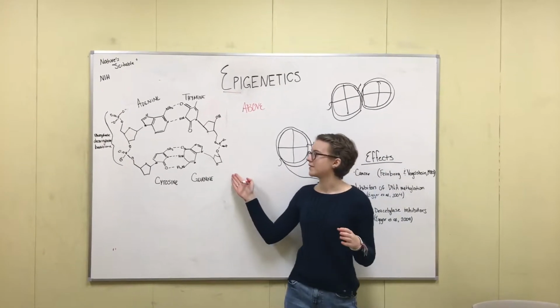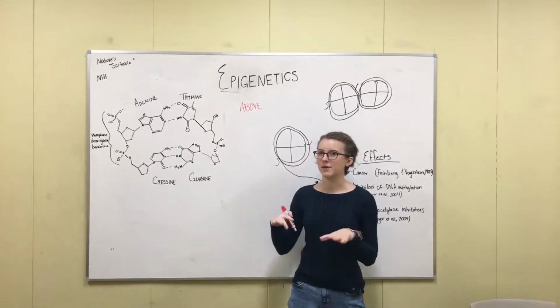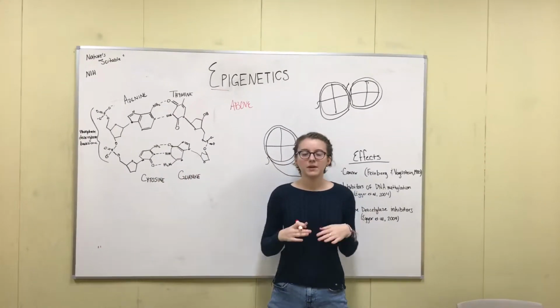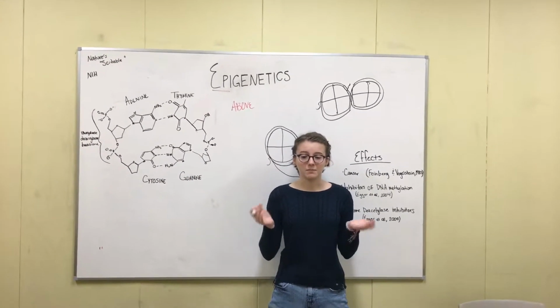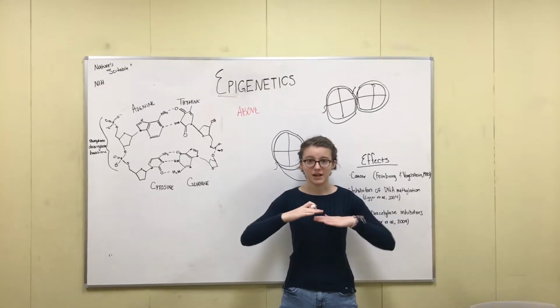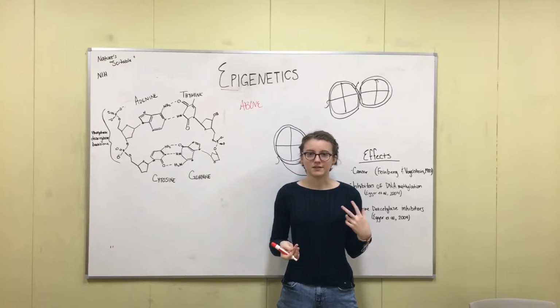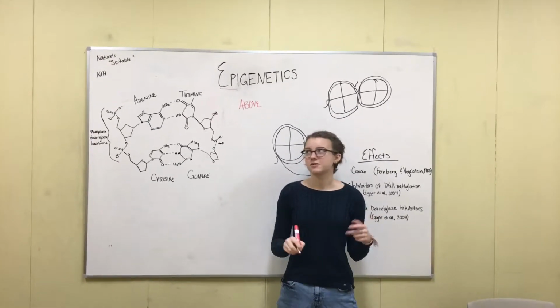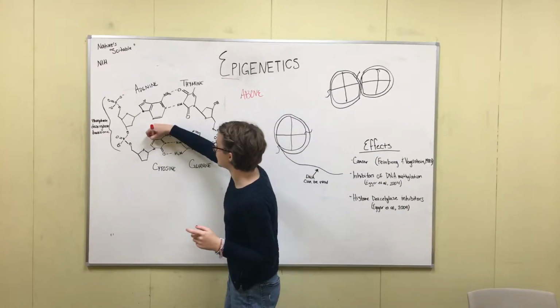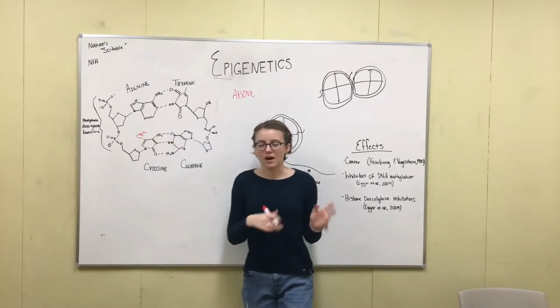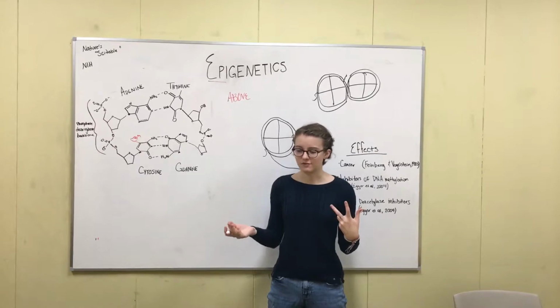I've got drawn here the chemical structure of DNA. We have our base pairs: adenine and thymine, and cytosine and guanine. Basically, epigenes can modify which genes in your DNA are turned off and on, kind of like a light switch. One of the ways it does this is a process called DNA methylation, which is when a methyl group bonds to the cytosine base. A methyl group is just a hydrocarbon, which is just CH3.